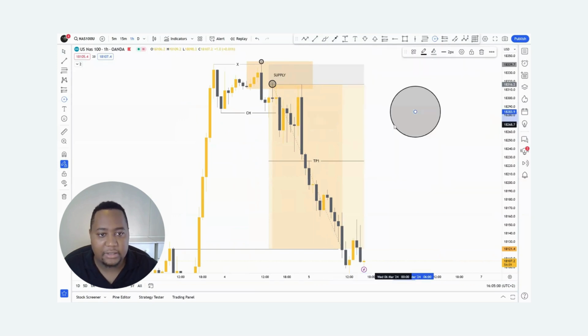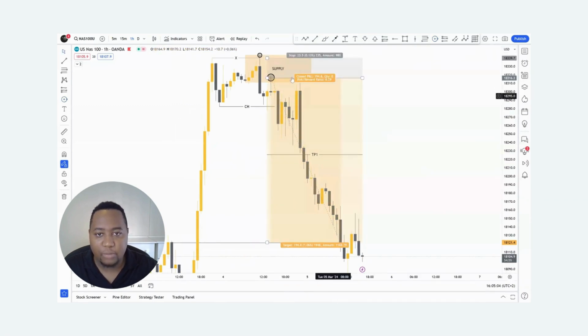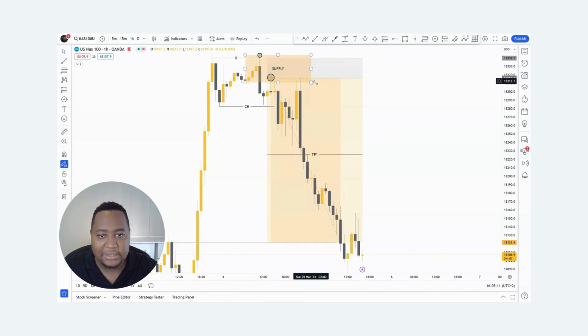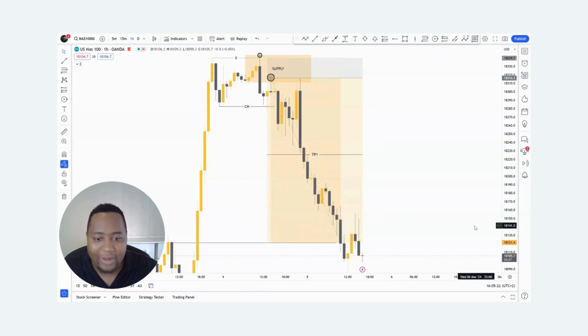So as you can see, let me just remove that. As you can see, that was the entry right there. Stop loss was around about 23 points or pips. Okay, and as you can see, the risk to reward ratio there was 1:8. So I was willing to lose one and I was willing to win 8 times more than what I'm willing to lose.